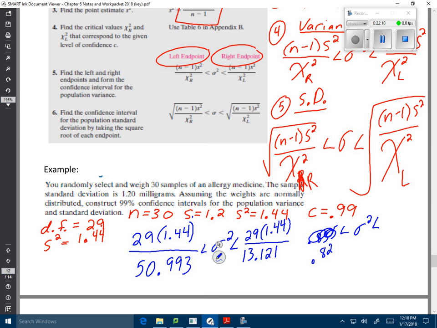All you have to do to get the standard deviation is square root both of them. First one, if you round it, I get .91. The second one, 1.78. So you have two sets of answers. Your first answer here is the variance. The second answer is the standard deviation.